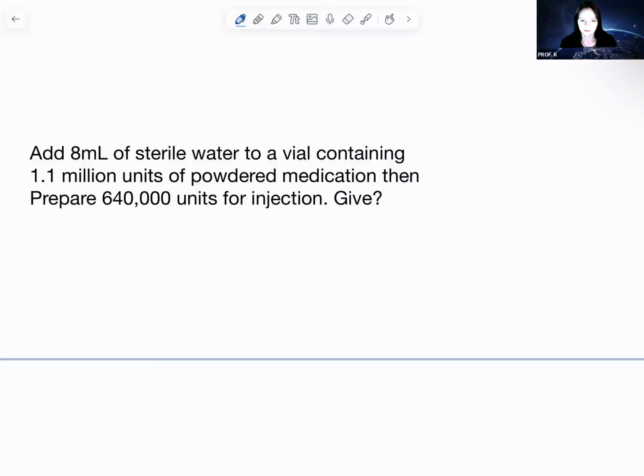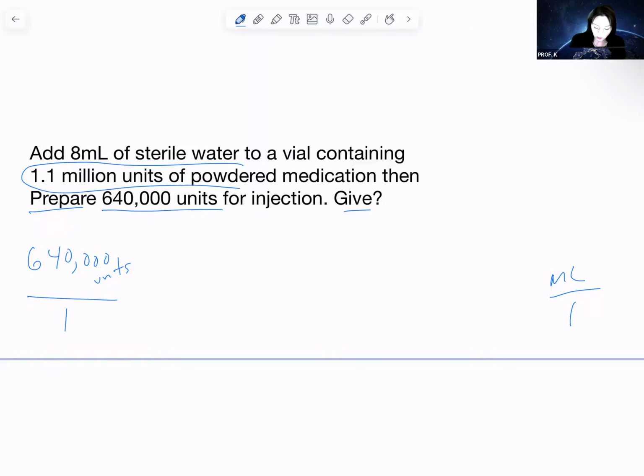All right. Let's do it. First, identify the giving. What is the doctor's order? Prepare 640,000 units. If you didn't start here, you're going to get the wrong answer. If you start with the wrong thing, you're going to get the wrong answer. Find the order. So 640,000 units for injection. What am I going to give? Well, if I'm going to inject it, it's going to be in milliliters, right? So milliliters over 1. But now it's saying it's sending me a vial with 1.1 million units. It's definitely an antibiotic. And it's telling me I have to add 8 milliliters of water.